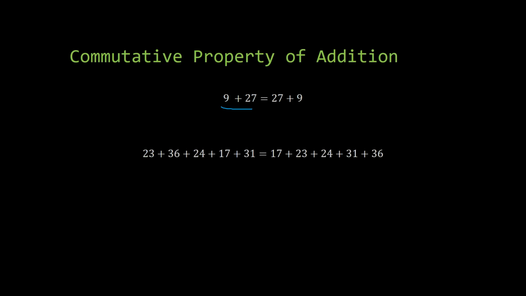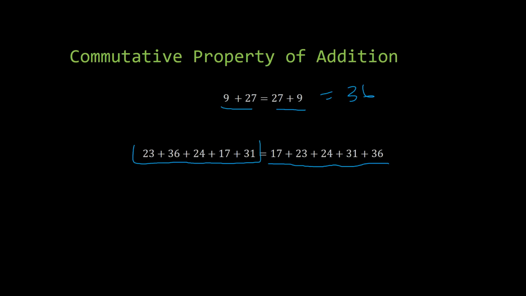We see that if we have 9 plus 27, it can also be written as 27 plus 9, and the result ends up at the same point for each case, which is 36. Now, say for instance, you are given this extremely long addition to do. What you can do is actually move the numbers around into something, for example, like ascending order.